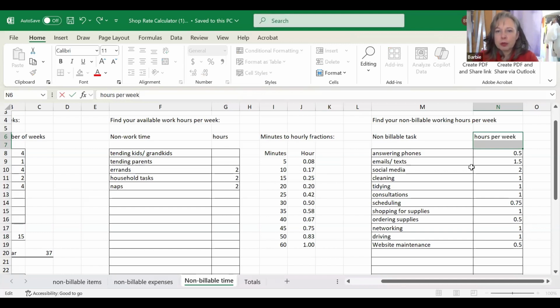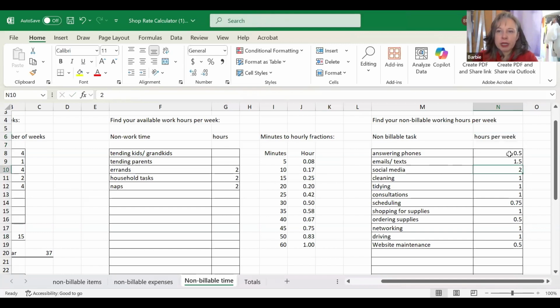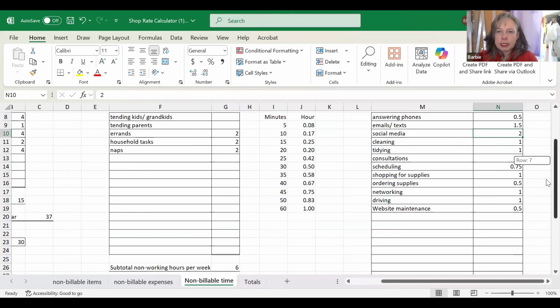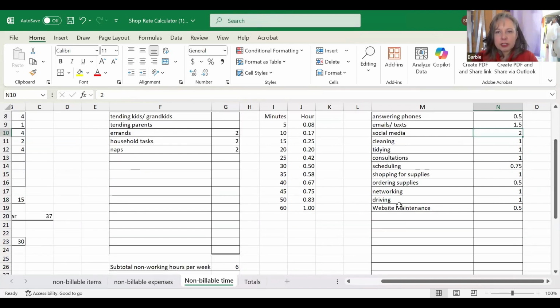Okay. Hours per week. And again, you'll notice there's decimals here. So if I spend 25 minutes doing this, you can put in 0.42. That's your decimal equivalent for minutes. Okay. And this is, again, all of the stuff. The reason there's open lines underneath all of these is so you can add in anything that is specific for you. Okay.